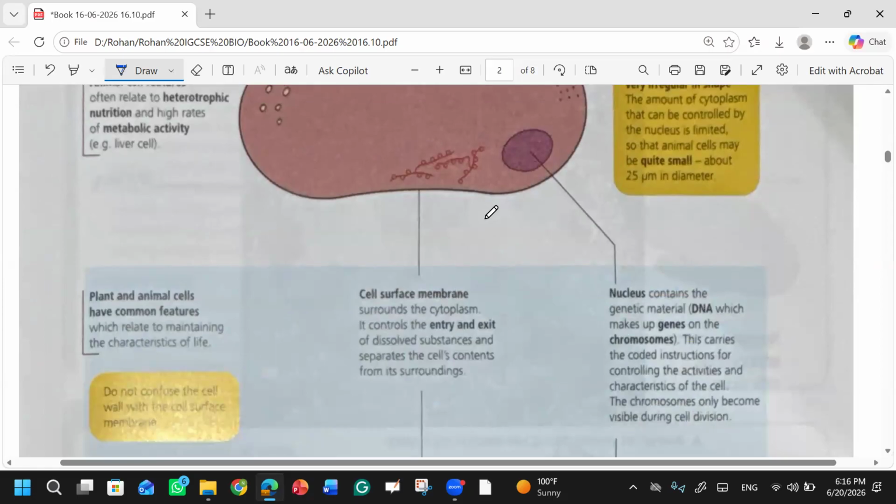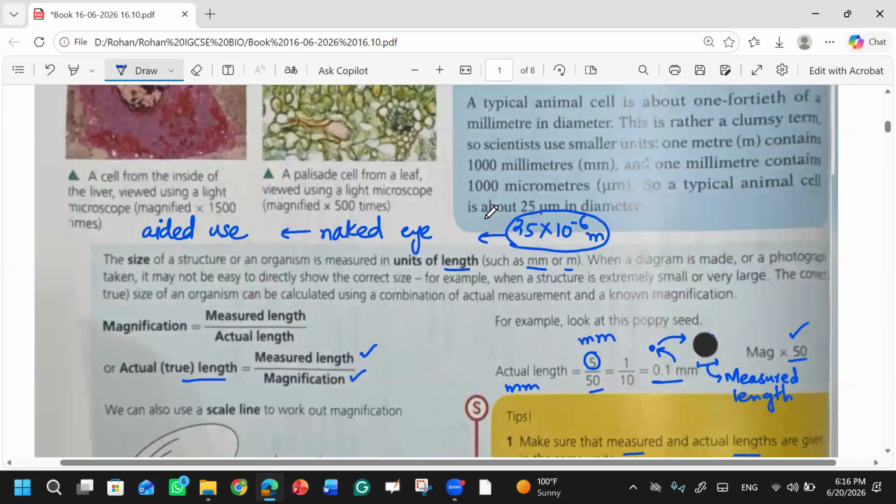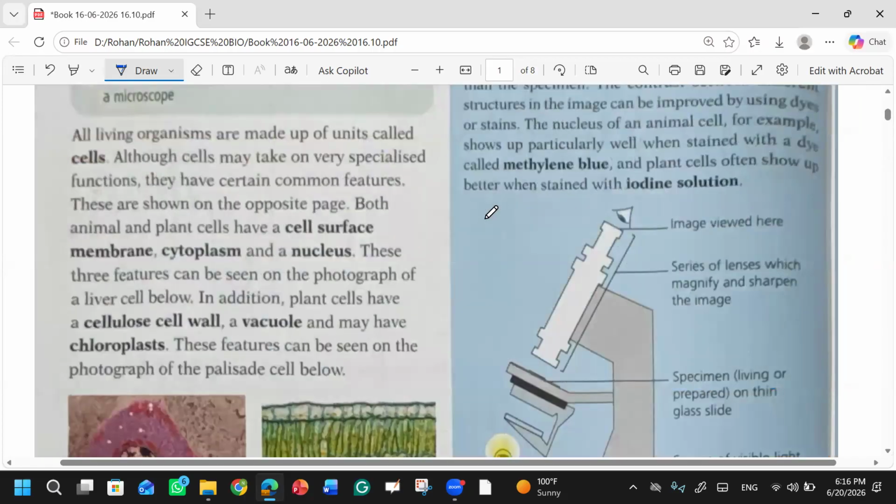Can you tell me, we discussed it in the first lecture, what are the common features in plant and animal cell? Read from here and tell. Both plant and animal cell have, what are the common features?